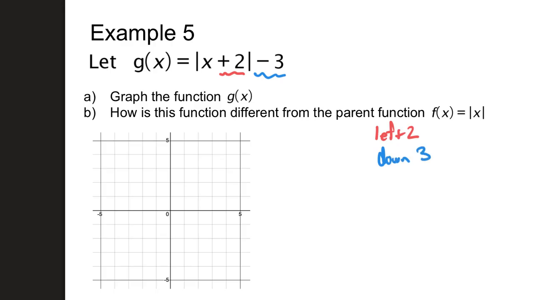So again, if we take a look at our parent function, we're going to move each point to the left 2 and down 3. I like to always start at the vertex. So I'll take that vertex point and move it to the left 2 and down 3. So my vertex will now be right here. I can do this the same for any individual point. Go ahead, take your pick, trace it to the left 2, down 3, and you'll end up with a graph that will look like this, which looks exactly like the absolute value graph. Again, the shape didn't change. We just shifted it left 2 and down 3.